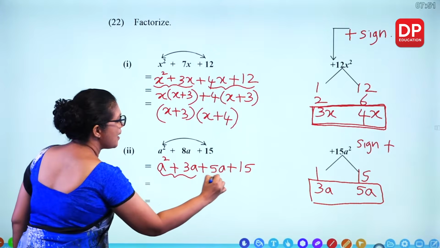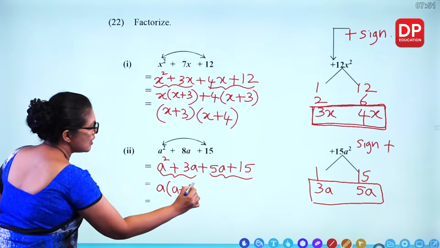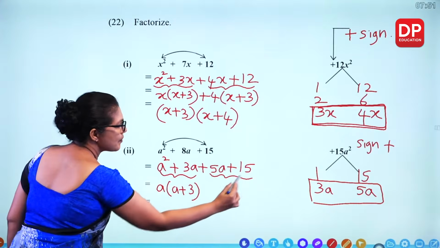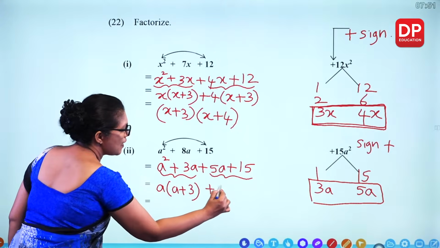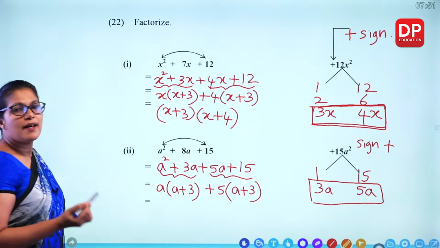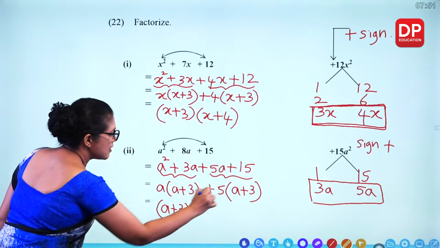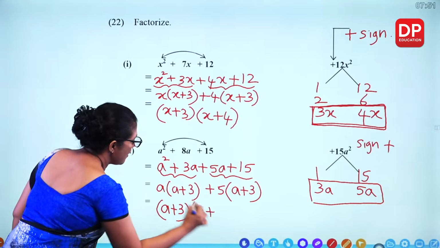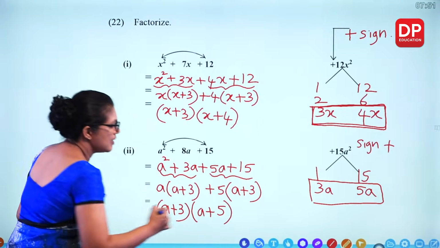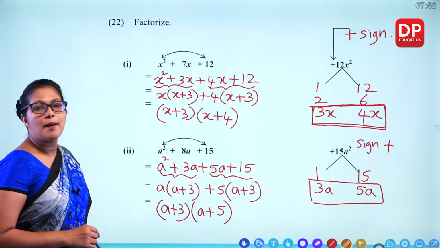Take 2 at a time and factorize. A is common, take it out. A plus 3 is remaining. 5 is common in 5a and 15, take it out, and a plus 3 also remaining. Then a plus 3 again common, take it out, and you can write the remaining part inside brackets. So the factors are a plus 3 and a plus 5.